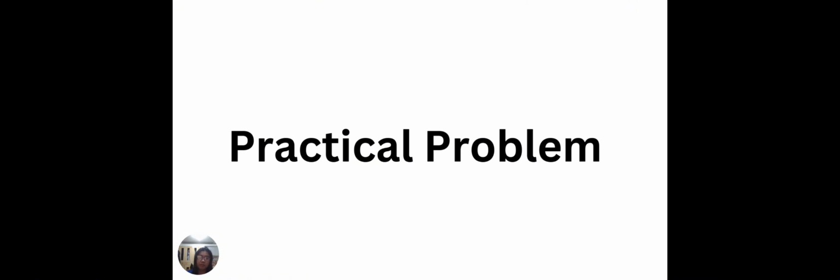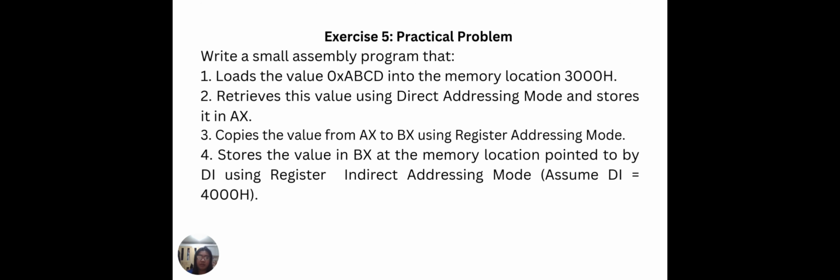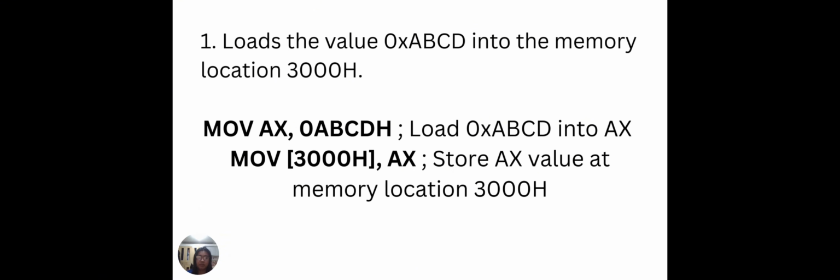The next exercise is the practical problem. For the practical problem, we need to write a small assembly program with the instructions below. First instruction, load the value 0ABCDH into the memory location 3000H. So the code would be MOV AX, 0ABCDH, which loads 0ABCDH into AX, and MOV [3000H], AX, which will store the AX value at memory location 3000H.